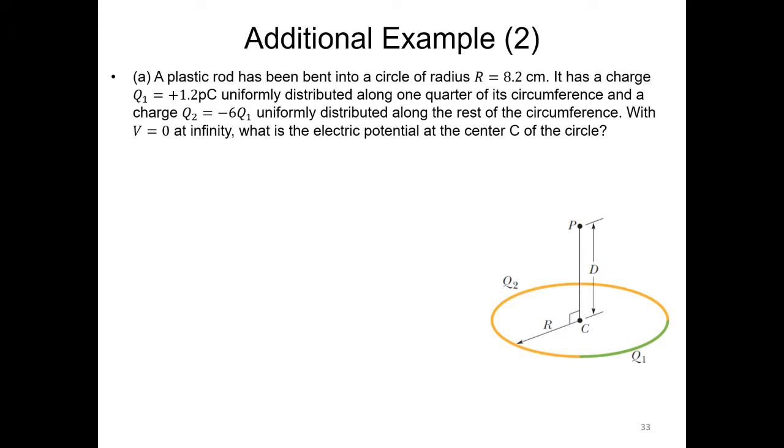Okay, so for this one, a plastic rod has been bent into a circle of radius r equals 8.2 centimeter. It has a charge Q1 uniformly distributed along 1/4 of the circumference and a charge Q2 uniformly distributed along the rest of the circumference. So Q1 is distributed here, and Q2 is distributed for the yellow part. With V equals 0 at infinity, what is the electric potential at the center C of the circle?